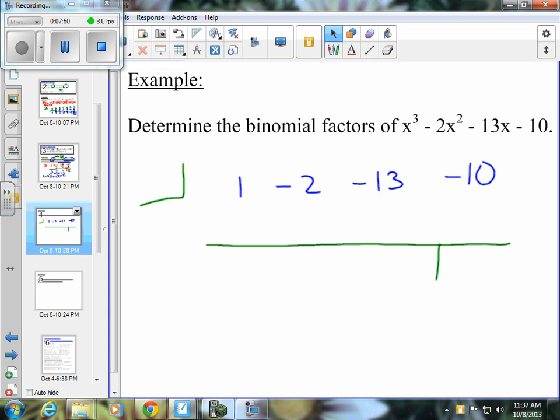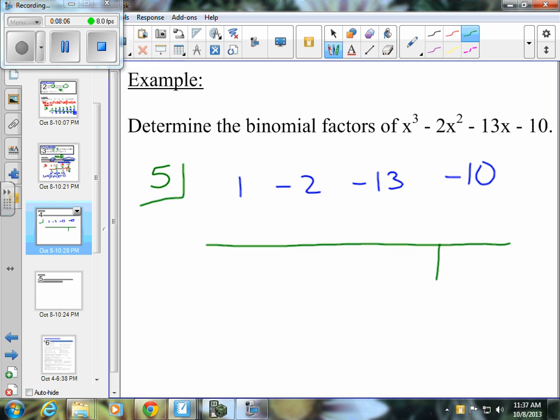So look at some numbers for the constant 10. What would be some numbers that would be factors of 10 that we might want to try? So numbers that divide in there would be 1, 2, 10, 5. So we'll try some of those numbers and see if any of them work. I'm going to try 5, see if that works.